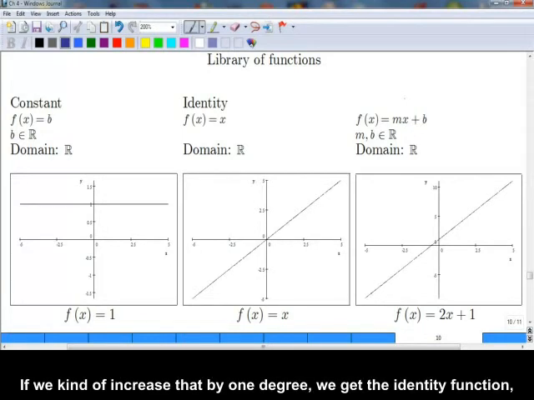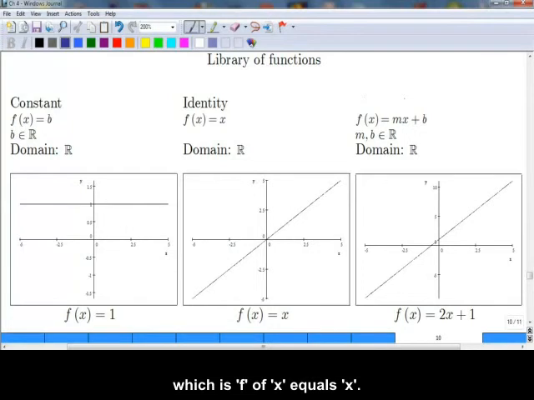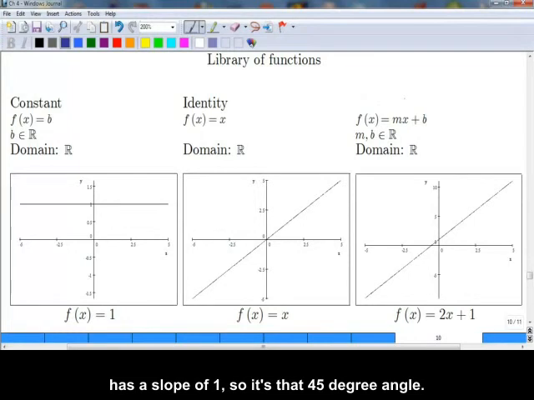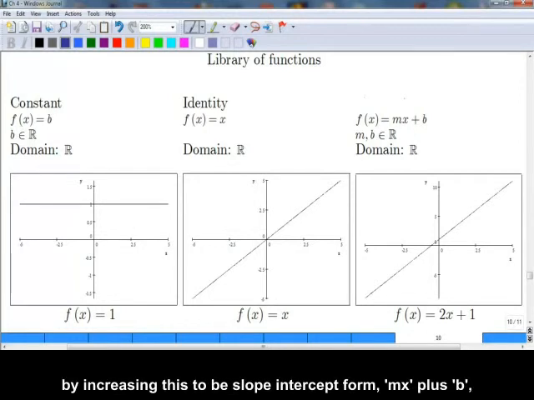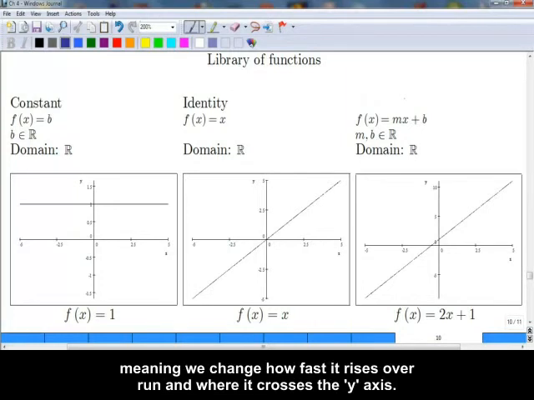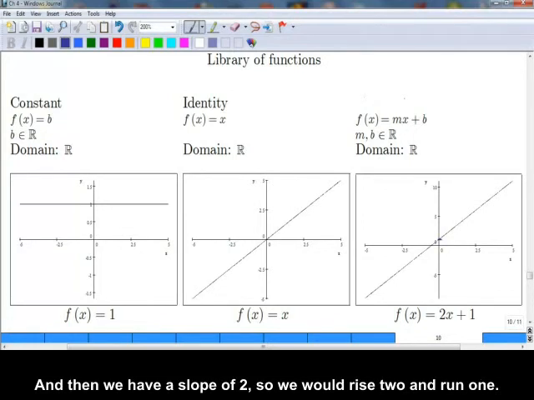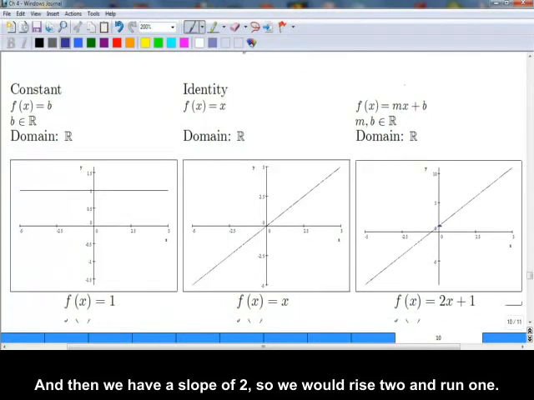If we increase that by 1 degree, we get the identity function, which is f of x equals x. In that case, we just have a straight diagonal line that goes through the origin, has a slope of 1, so it's at a 45-degree angle. And that's just the basic identity function. We can improve on that by increasing this to be slope-intercept form, mx plus b, meaning we change how fast it rises over run and where it crosses the y-axis. In this case, we have the function 2x plus 1, so we cross here at 1. And then we have a slope of 2, so we would rise 2 and run 1.